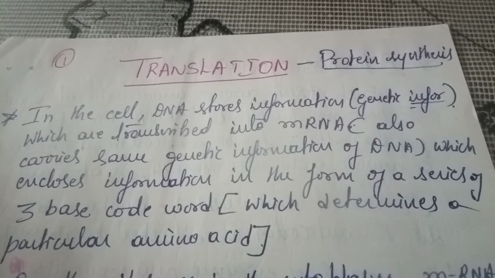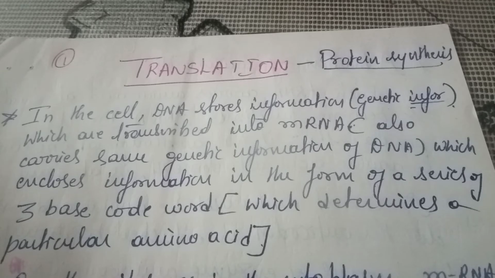So in a cell, the DNA stores the genetic information. As we all know, a cell contains a cytoplasm and also a nucleus. Inside the nucleus, the genetic material is present in the form of DNA. The information present in the DNA has to get transcribed. So it gets transcribed into mRNA. The mRNA also carries the same genetic information which was stored in the DNA.